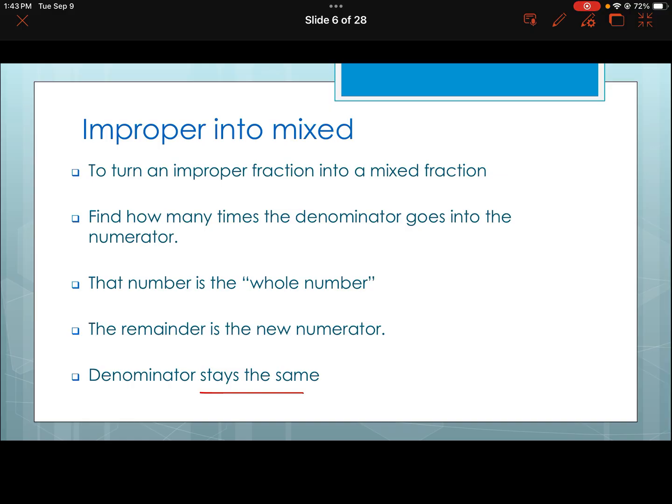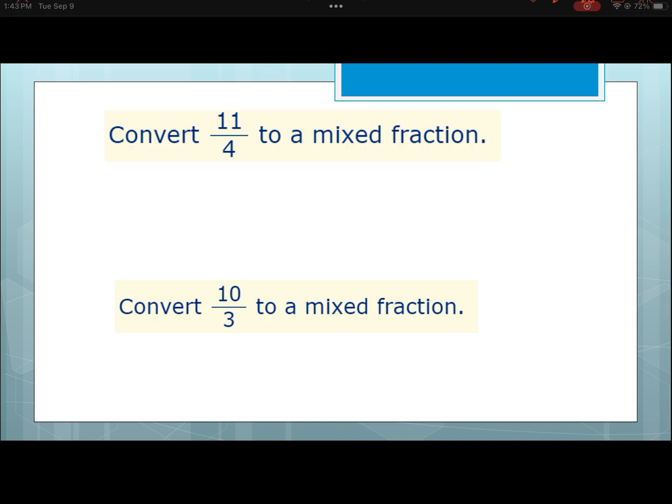So find out how many times the denominator goes into the numerator. That number becomes the whole number. Remainder is the new numerator. Denominator stays the same. If you're like me, you're like, that's a lot of words. Can you show me some examples? Here we go. So here's 2 examples.